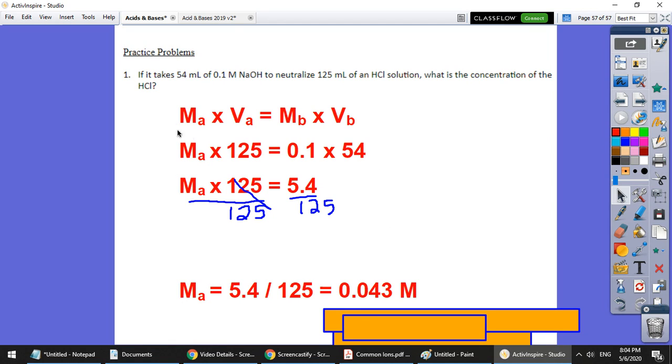So we use this equation because we know that at our equivalence point, moles of acid equals moles of base. So if we have a situation where we have an unknown concentration, we can neutralize it with a base, and as long as we know 3 of these variables, we can use this equation to solve for the missing one.